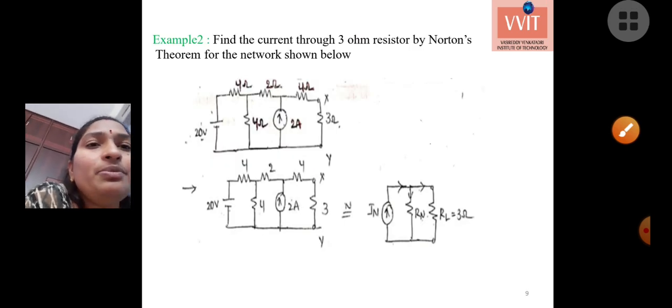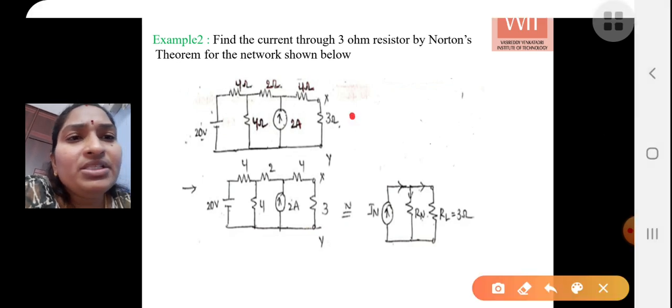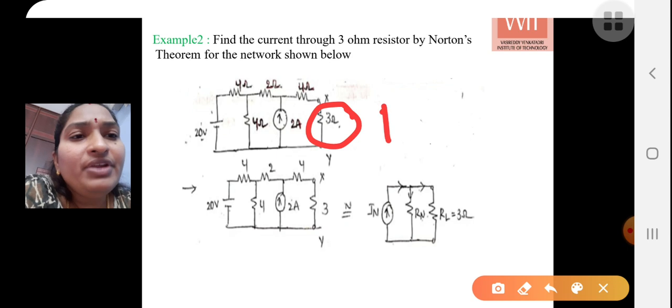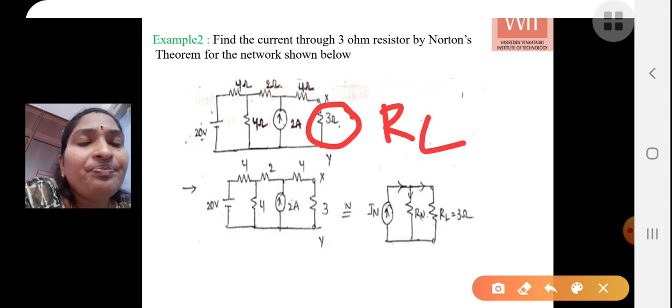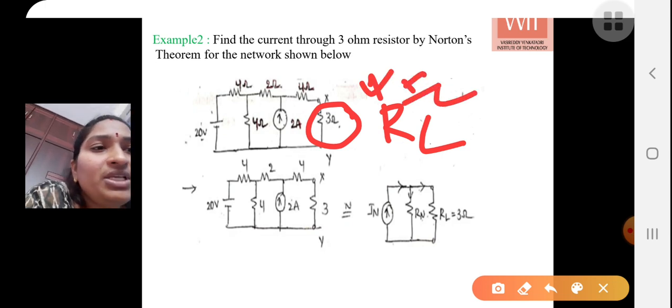Now let us see one more problem here. Find the current through the 3 ohms resistor. Here in this problem, this is the 3 ohms resistor. Now we need to treat this as the load resistor, because we have to find out the current flowing through this branch as IL using Norton's theorem.